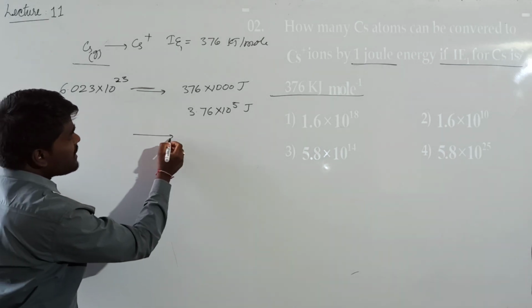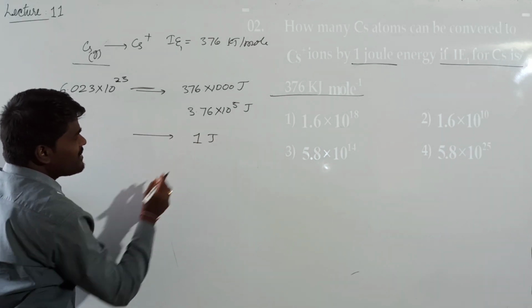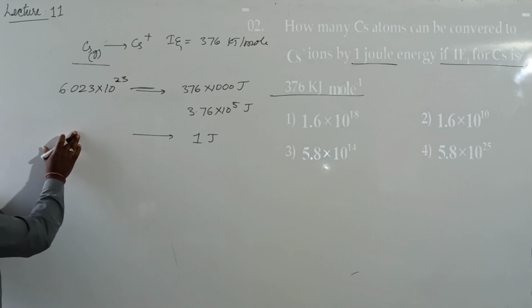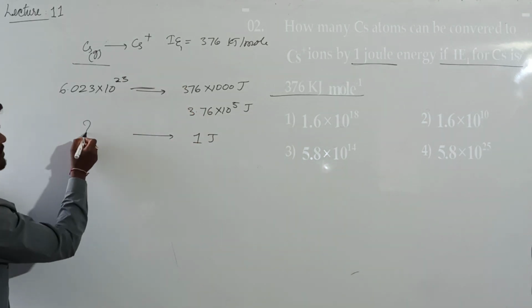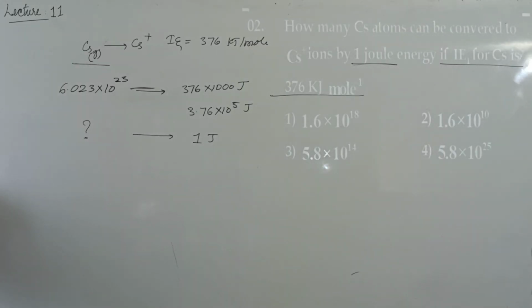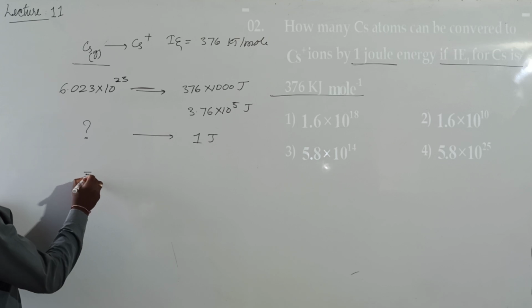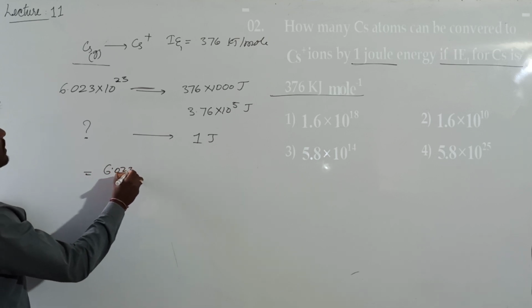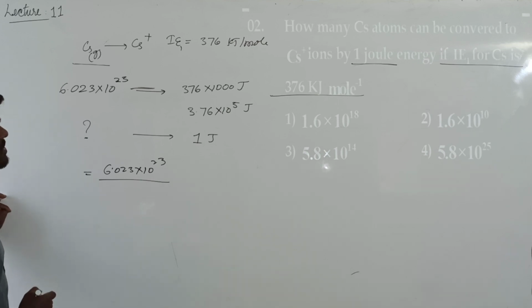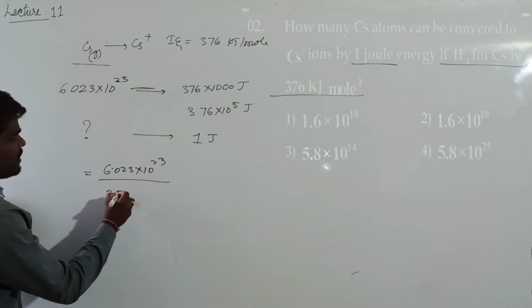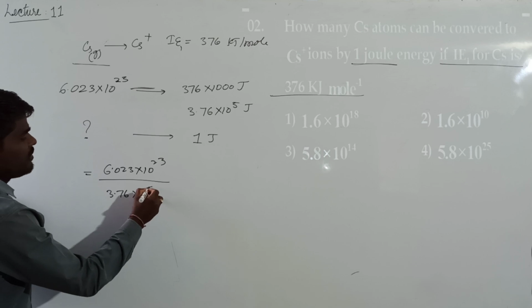And how many atoms can be converted? How many cesium atoms can be converted into cesium plus ions by 1 joule of energy? You just need a cross multiplication. Are you getting this? From this what you get? It will come 6.023 into 10 power 23 upon 3.76 into 10 power 5.